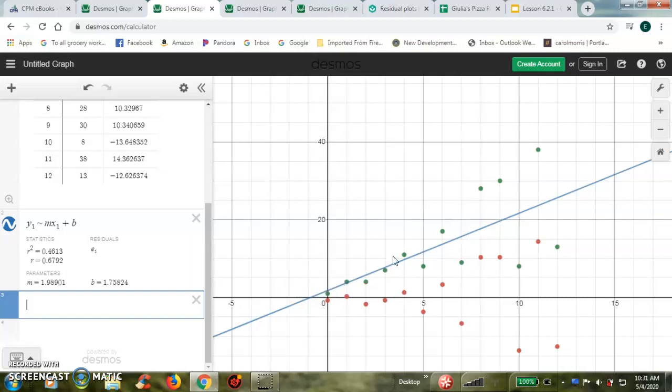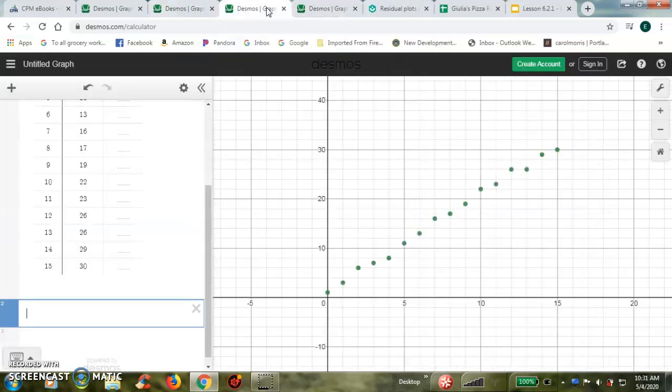I don't know what would be a good fit for this because it looks like some of it's going up and some of it's going down. There's just really no pattern for this one. The data is really erratic. On the other hand, if you look at this, I've put in some data where you can see right away there's going to be a line that works really well.